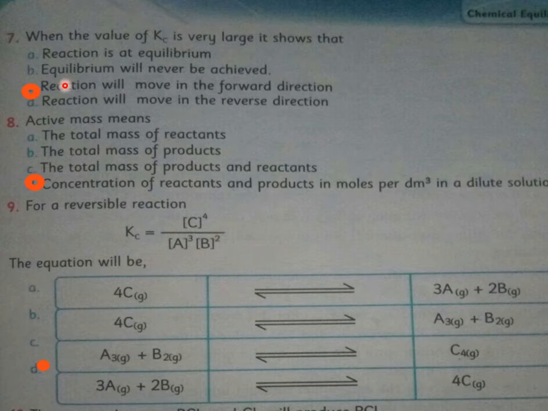Now, the reaction will move in the forward direction and the reaction will move in the reverse direction. These are the two options from which we have to choose. If the Kc value is very large, it means that the concentration of product will be higher, because Kc is directly proportional to the concentration of products. So if the Kc value is very large, it means that the products will be present in higher concentration.